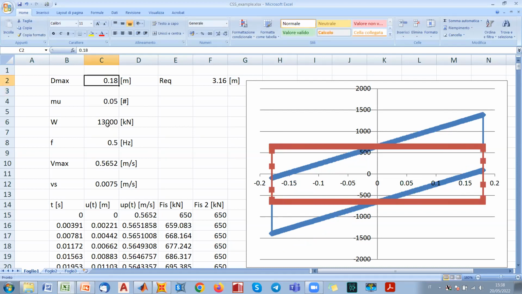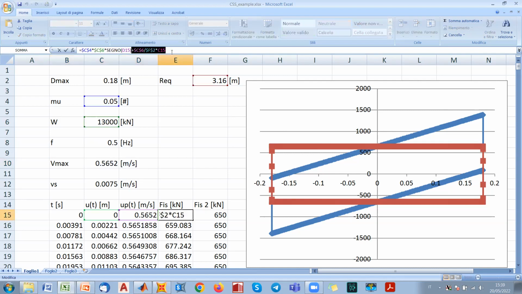maximum displacement. So this was approximately the right value of the weight, regardless of the value of the frequency and of the maximum velocity. This doesn't actually provide any influence to the final result that we want. Okay, so also for the second.